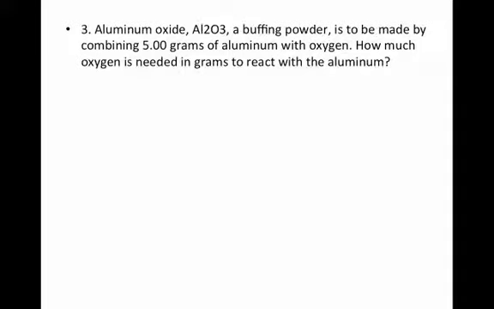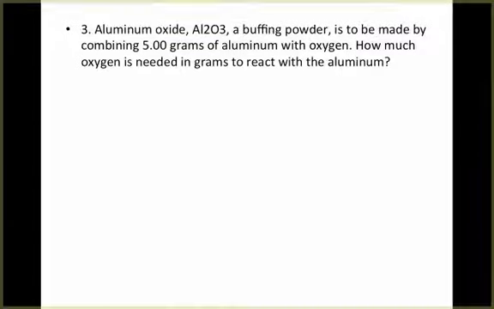Let's look at a couple of practice problems here. Aluminum oxide, Al2O3, a buffing powder, is to be made by combining 5 grams of aluminum with oxygen. How much oxygen is needed in grams to react with the aluminum? Again, just same stuff as before.